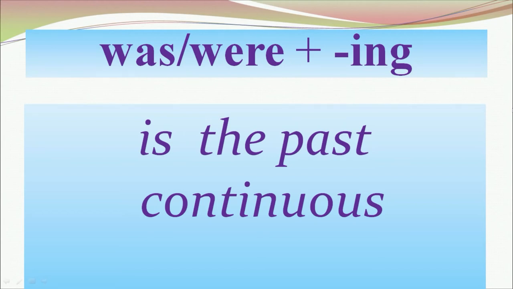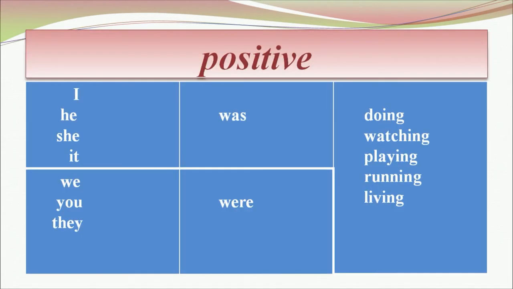And the form of the past continuous tense. The past continuous is made with the help of the auxiliary verb, the past form of the verb to be, was or were, with verb plus ing. Was or were plus verb plus ing is the past continuous.